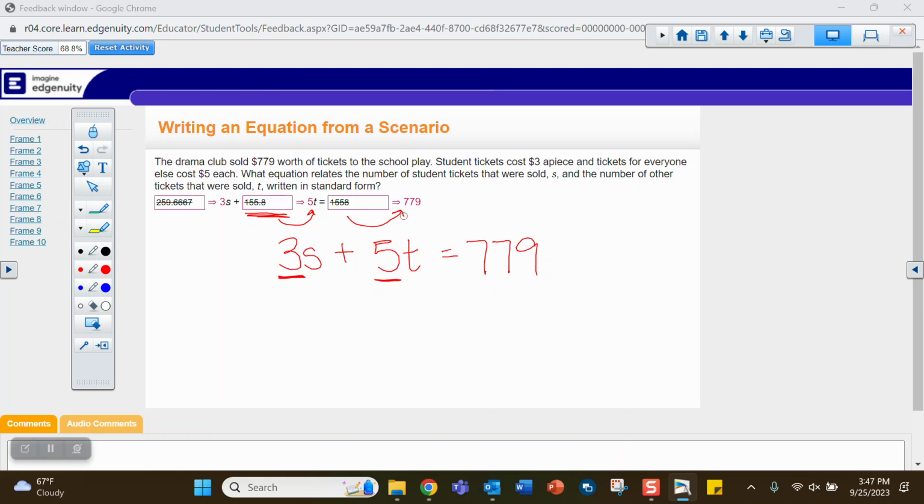So this is standard form. Standard form is in Ax plus By equals C form. So the variables here are the student tickets that were sold, and then the other tickets that were sold. I think they were just looking for the coefficients that would go in front of those variables. So the situation can be modeled by 3S, so that should have been a 3, plus 5T equals 779.